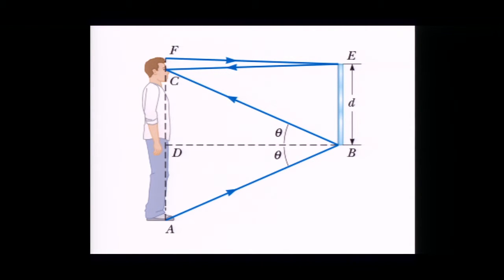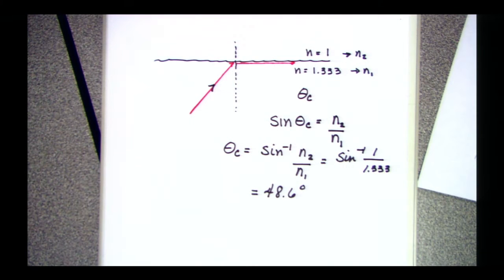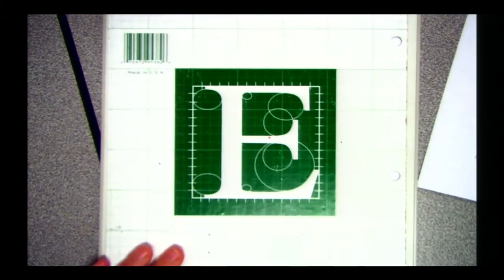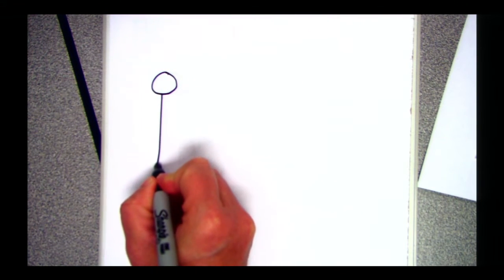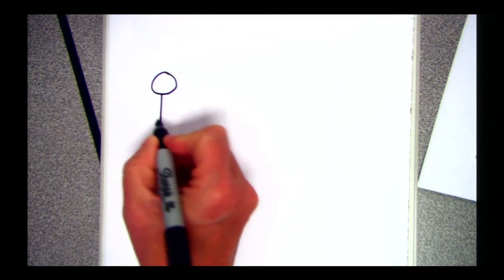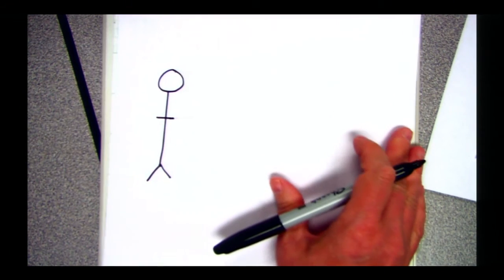So we're going to switch, and I'm going to draw this out. Okay, so I got my stick person, because we all know my artistic abilities are much like Dr. Seuss. So I got my stick person here. And I got my mirror.